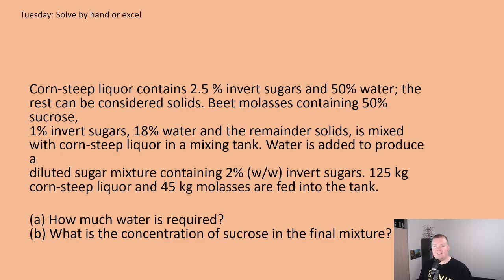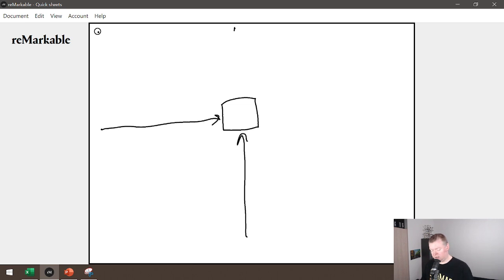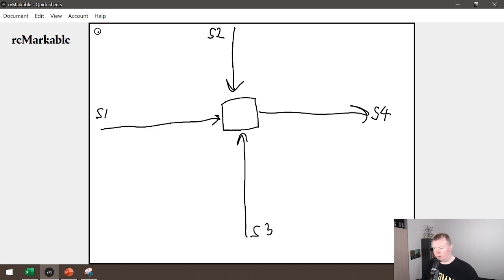So you can handle this either as a single unit operation or as 2 units. We're gonna deal with it as a single unit operation. So that means we're gonna have a simple unit where we mix things together. We're gonna have 3 streams entering and 1 product stream exiting. And let's see, we can call them stream 1, 2, 3, and stream 4.